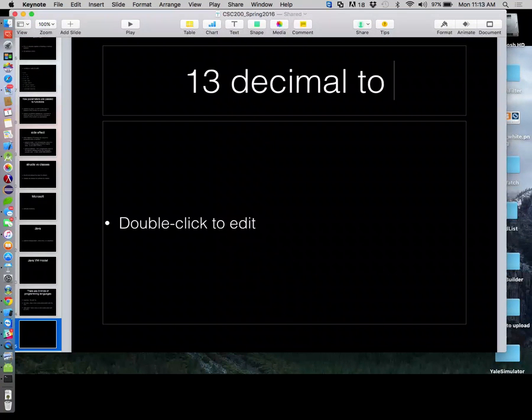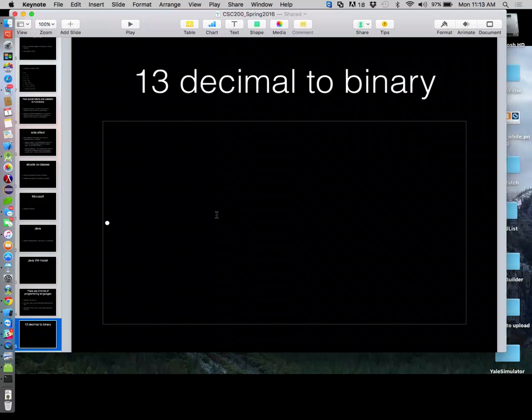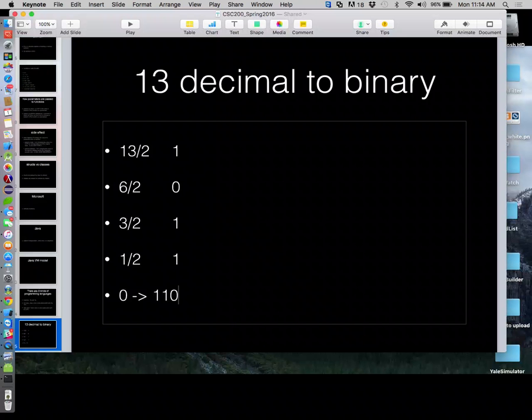13 decimal to binary. So for the conversion, we take 13 divided by 2. That's 6. 6 times 2 is 12 with a remainder of 1. 6 divided by 2 is 3. 3 times 2 is 6 with a remainder of 0. 3 divided by 2 is 1. 1 times 2 is 2 with a remainder of 1. 1 divided by 2 is 0. 2 goes into 1 0 times. 0 times 2 is 0 with a remainder of 1. And we read our answer from bottom up. So this is 1101. That's the binary number 13.